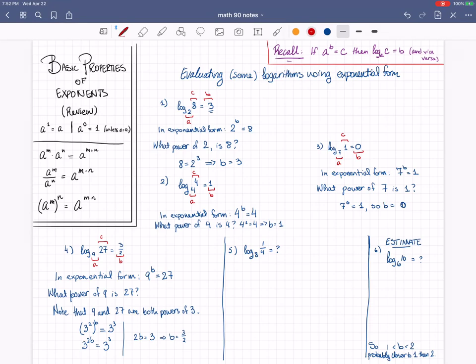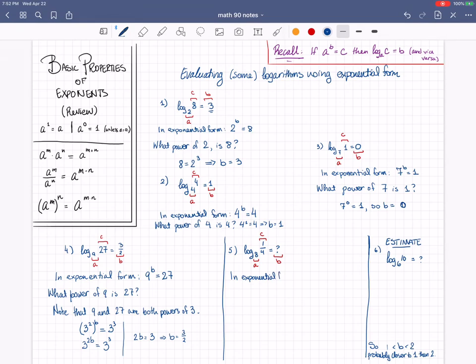Same thing. Again, if you're starting to feel confident, pause the video, work it out on your own, see if you're there. Okay? So we have log base 8 of a quarter is equal to whatever. We're trying to find the value of log base 8 of a quarter. I've labeled my A, my B, and my C. And then I'm going to rewrite this in exponential form.